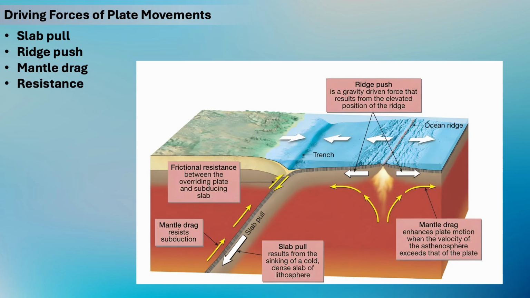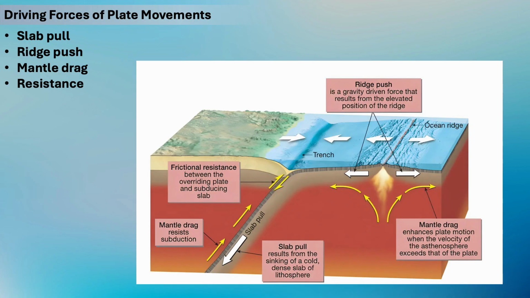Plates also interact with the flowing mantle beneath them through a process called mantle drag. The asthenosphere is not stationary. It flows slowly as part of mantle convection. As a plate moves over this flowing mantle, the mantle can either help carry the plate along or oppose its motion, depending on whether the mantle flow is moving in the same direction as the plate or in the opposite direction.